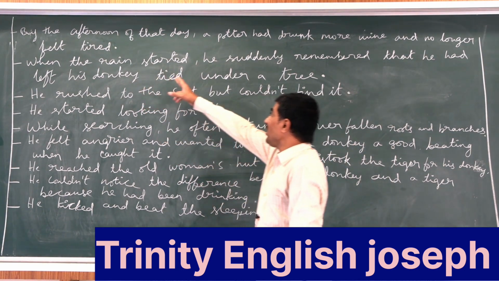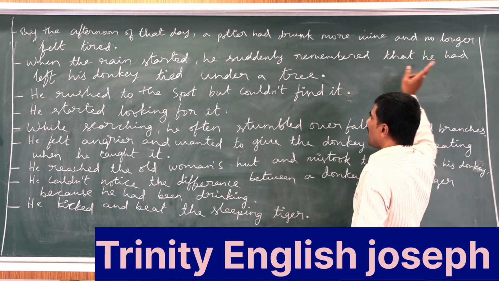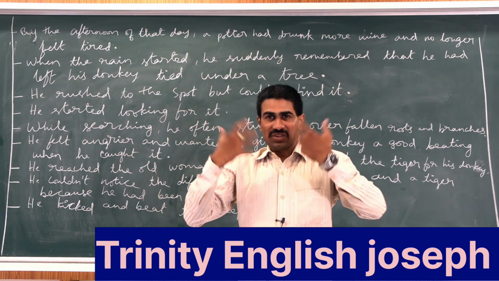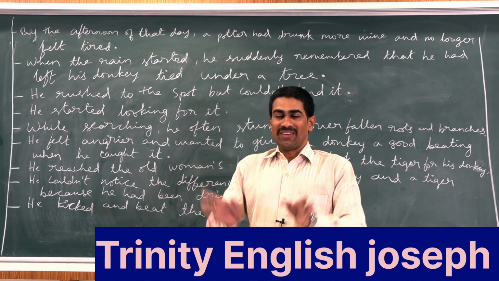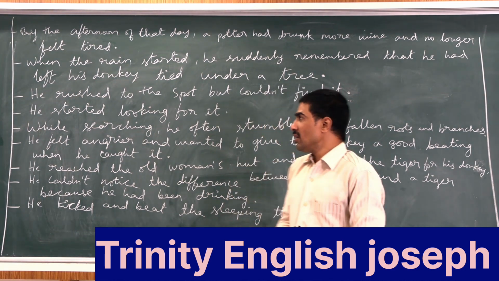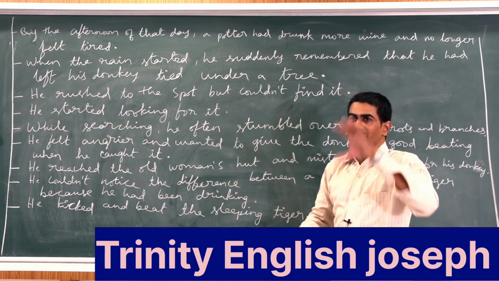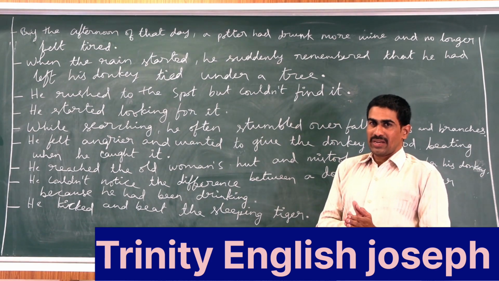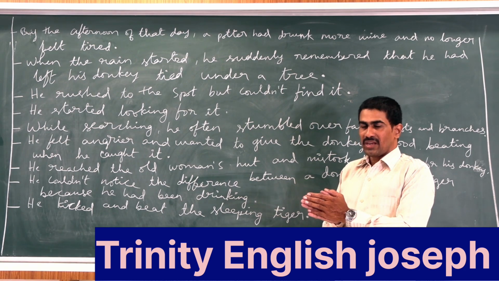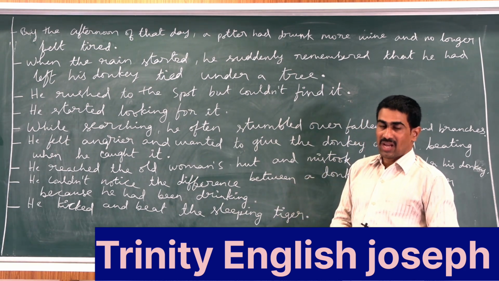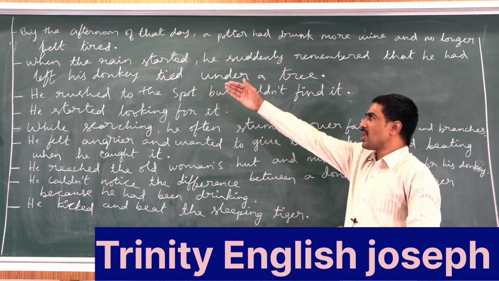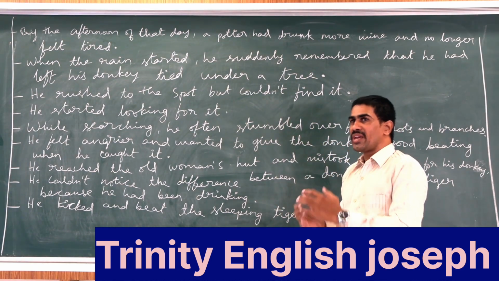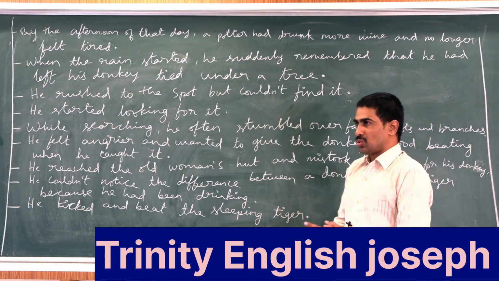And then when the rain started, he suddenly remembered that he had left his donkey tied under a tree. He had drunk so much palm wine and was about to rest, and then he remembered that he had tied a donkey outside his house in the rain. If it gets wet, it gets sick. If it gets sick, it will not be working the following day or the next day. So this potter went to bring his donkey inside and tie it in the house.